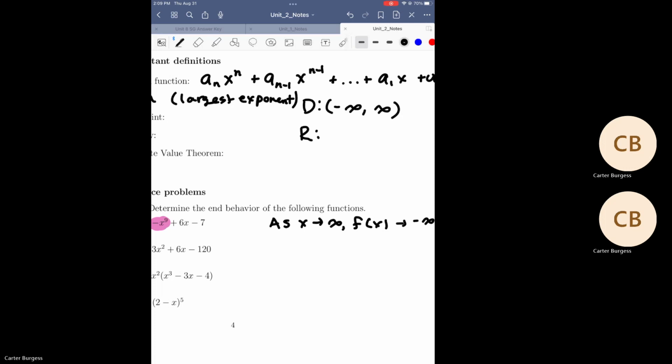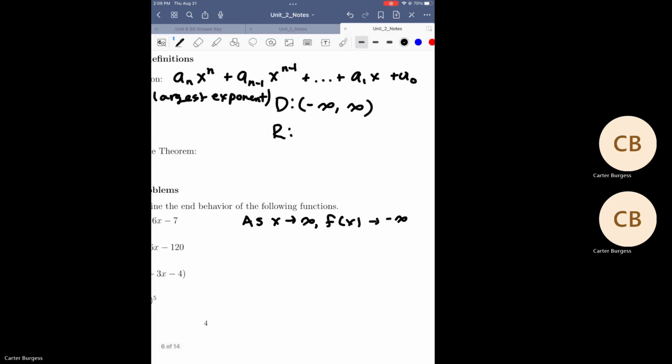So it's odd, which means are our ends going to agree or disagree? Disagree. And so, as x goes towards negative infinity, we're going to do the opposite of whatever we saw us do as we went towards positive infinity. Our function as we went towards positive infinity approached negative infinity, and so we are doing the opposite in the opposite direction.